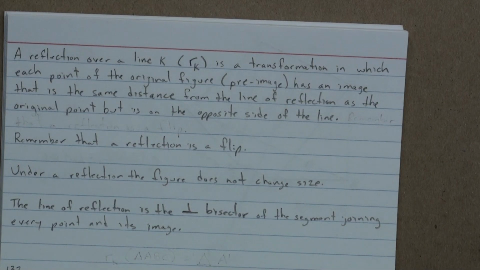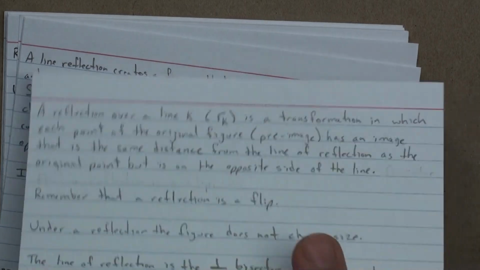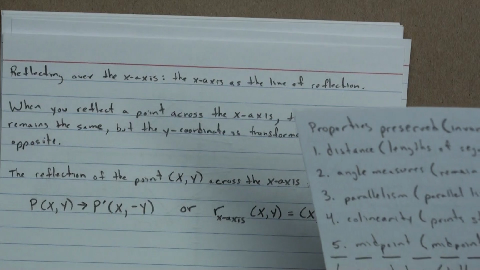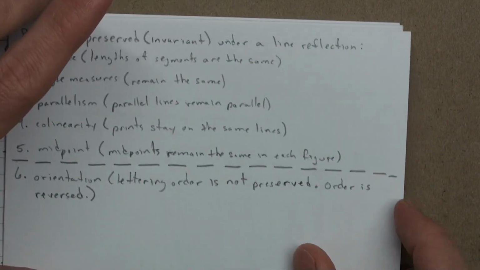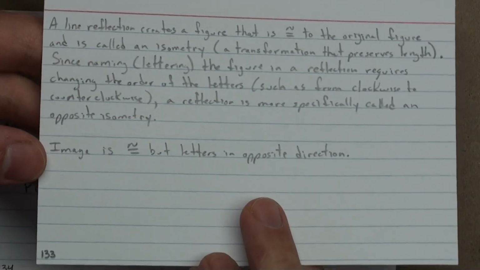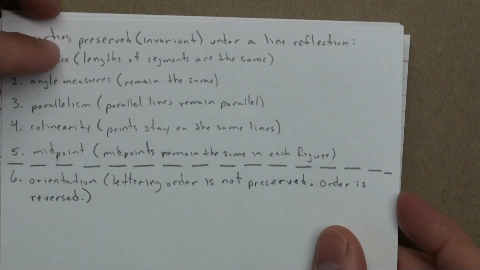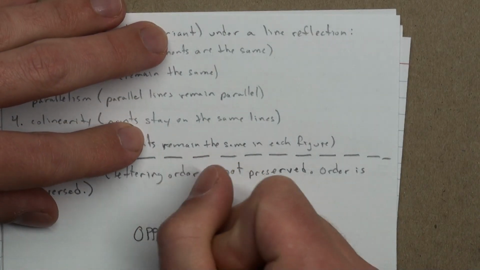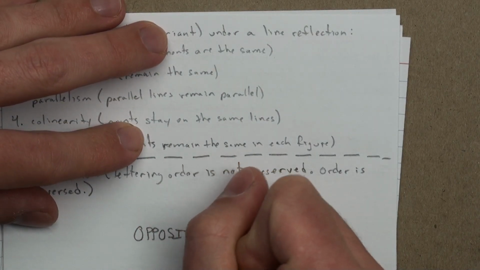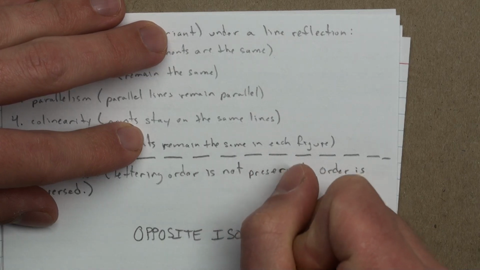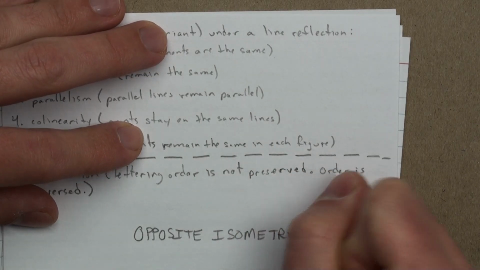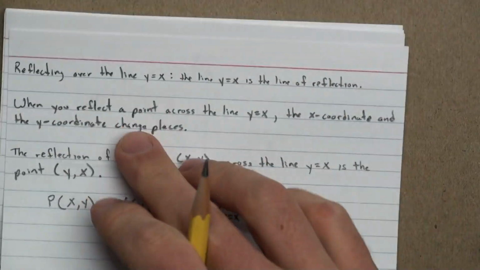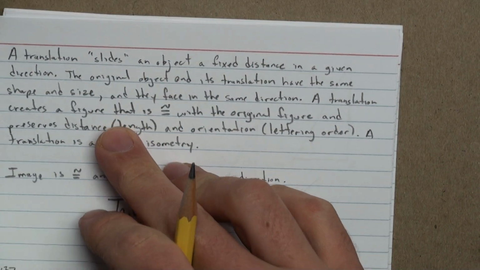Alright, let's just take 1 minute and go back. So I'm going on the back of card 133. This is for a line reflection, and I want you to write in big letters opposite isometry, and then the translation.